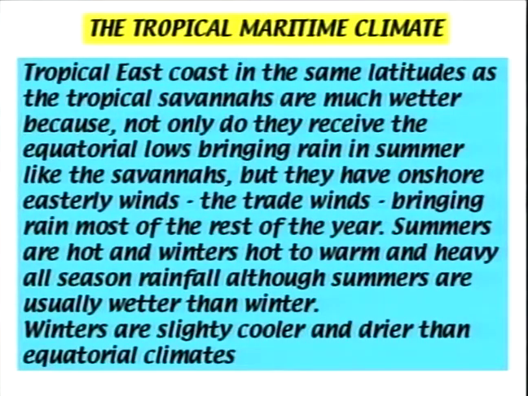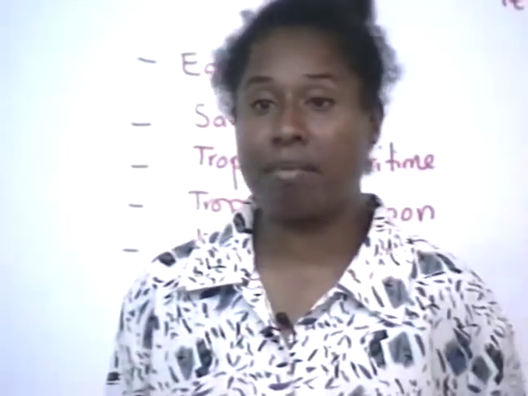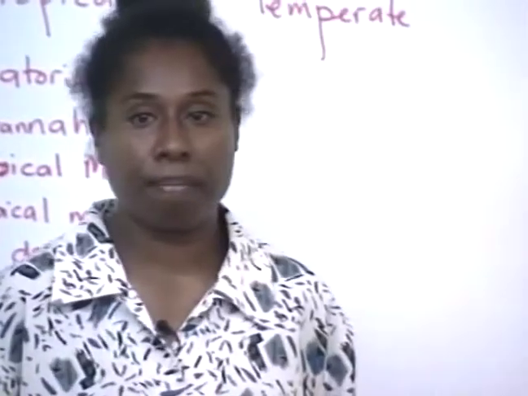Summers are hot and winters are hot to warm, with heavy all-season rainfall, although summers are usually wetter than winter. Winters are slightly cooler in terms of temperature and drier than the equatorial climates. Okay, and as I've mentioned, I'll only look at the introduction to the tropical maritime climate, and we will look at the rest of the information in our next lesson. Are there any questions that you'd like to ask with regards to those three climate types that we have looked at today?